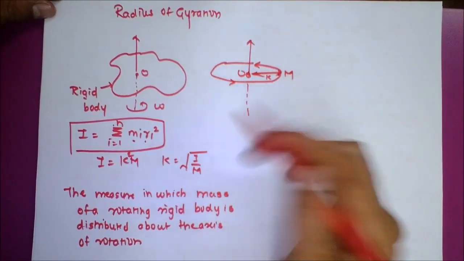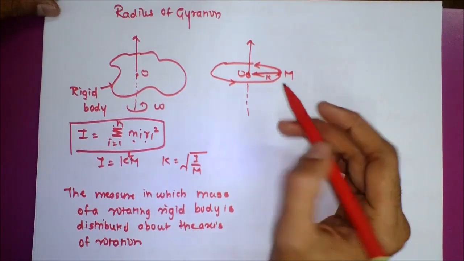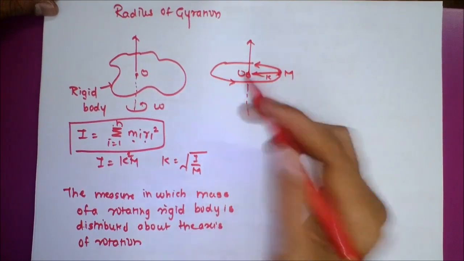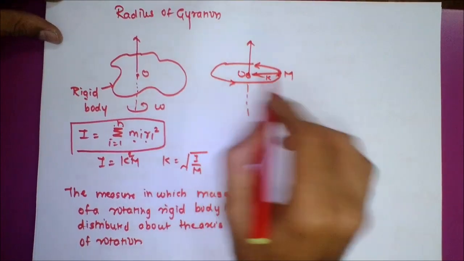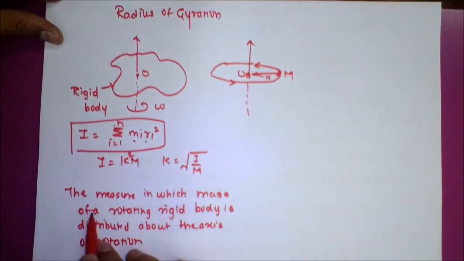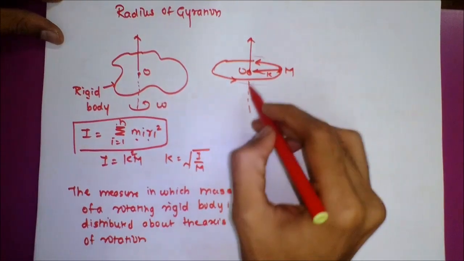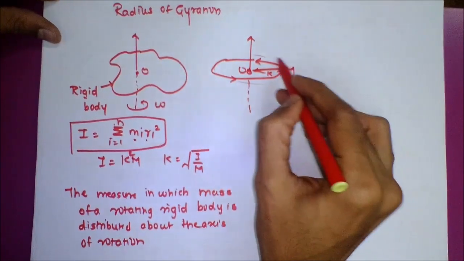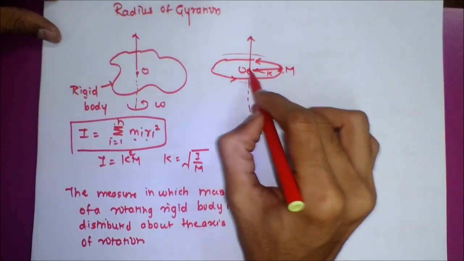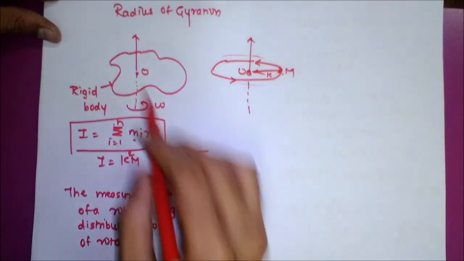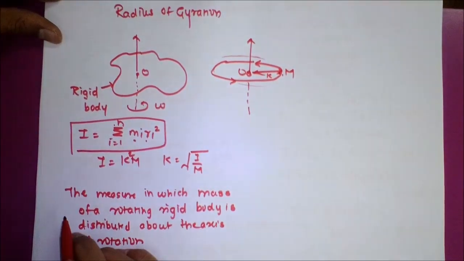About this axis of rotation the moment of inertia will be the same, and this distance k is called the radius of gyration. It is a measure of the distance by which the mass of the rotating rigid body is distributed about the axis of rotation. That is, the mass is distributed about the axis throughout this distance k. So k is called the radius of gyration.